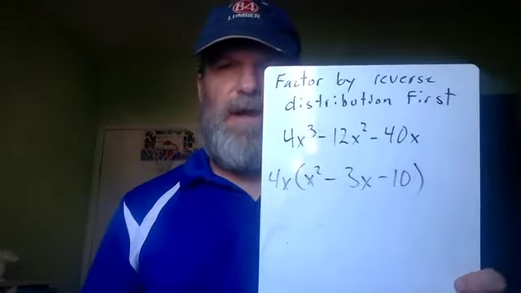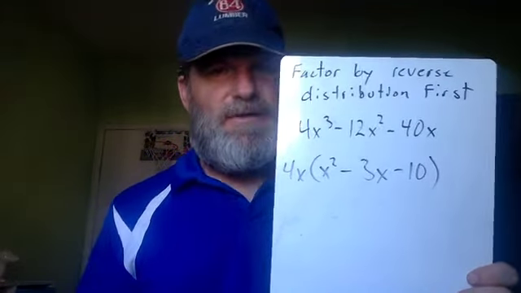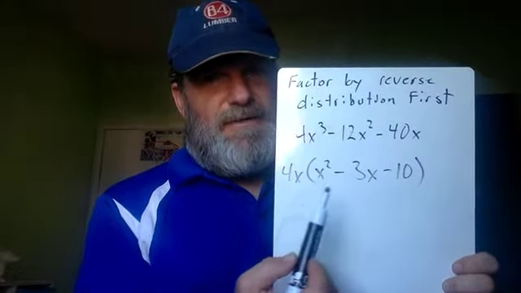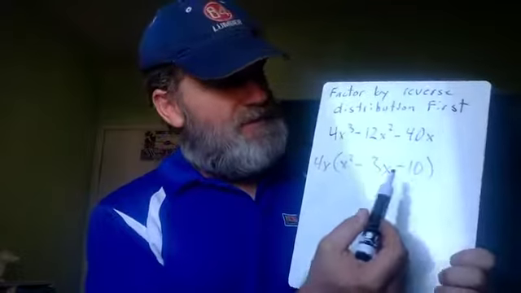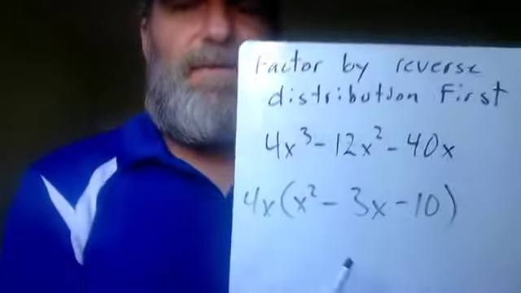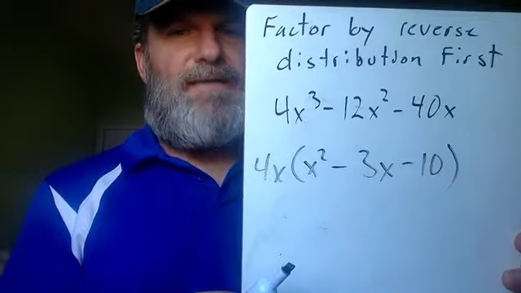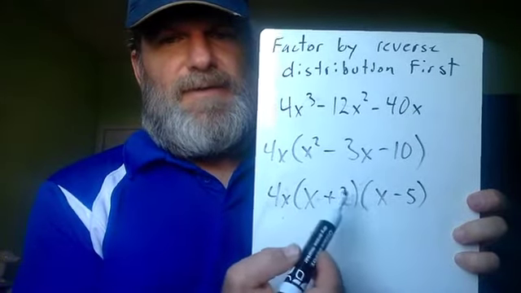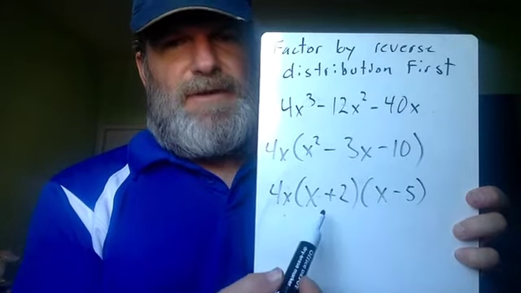So that's factor by reverse distribution first. You pulled out the greatest common factor, the 4x. Now you can factor what's in the parentheses. What are the two numbers that multiply to give negative 10 and add to give negative 3? Well, it's negative 5 and positive 2. So you have 4x times x plus 2 times x minus 5. Negative 5 times 2 is negative 10, and negative 5 plus 2 is negative 3. So that's how it factors.